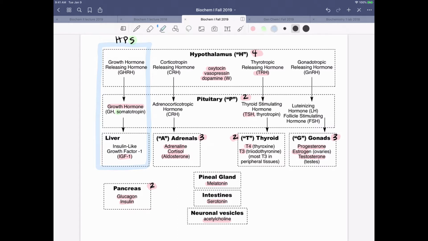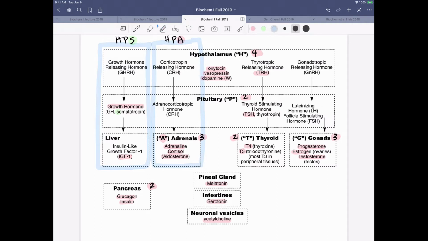The next one that we're going to talk about is the HPA axis. So that's this one right here. Again, the H and the P stand for the hypothalamus and the pituitary. We'll talk about the hormones and neurotransmitters that are released there. But for the HPA axis, the A refers to the fact that the downstream organ that we're targeting is the adrenal glands.